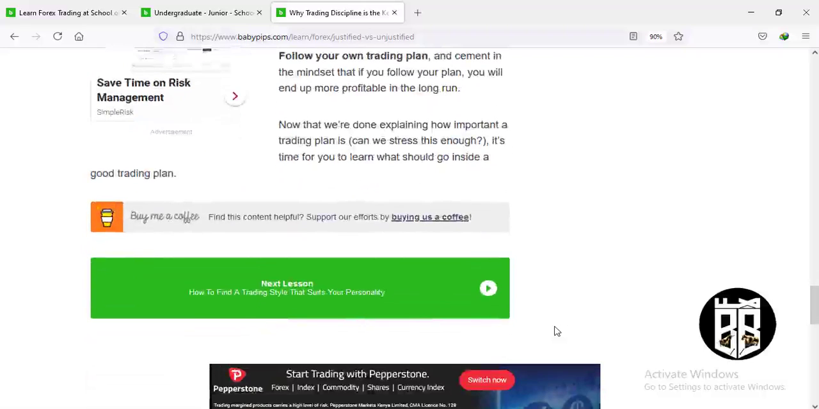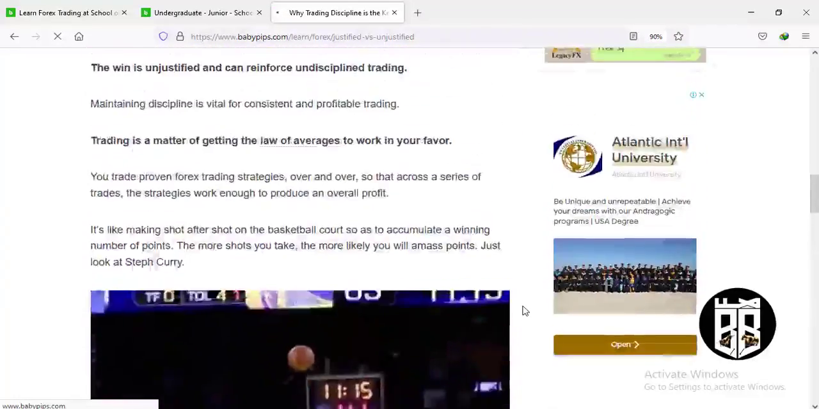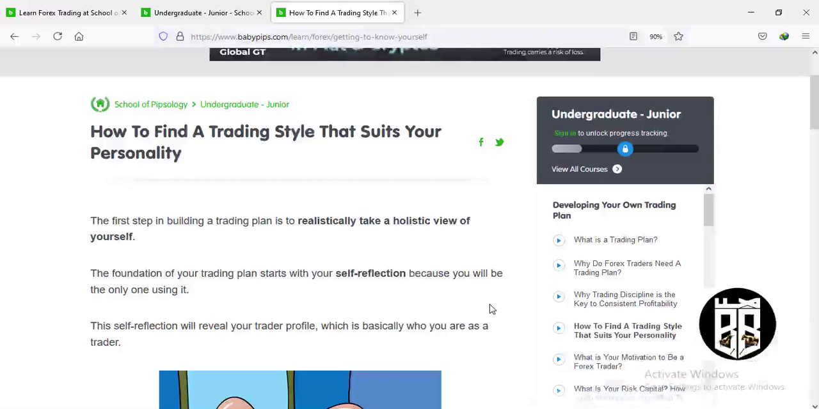So the next lesson says how to find a trading style that suits your personality. It's loading. So here we are on how to find a trading style that suits your personality.